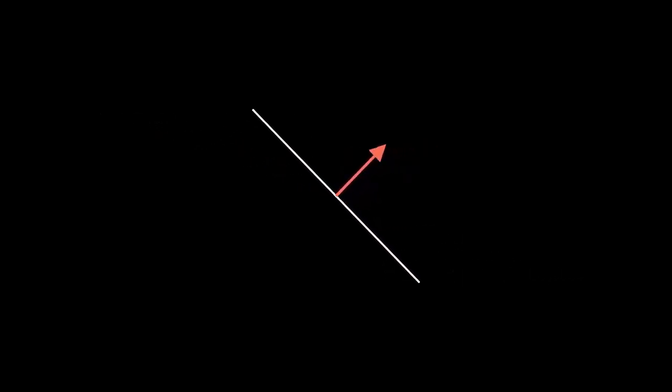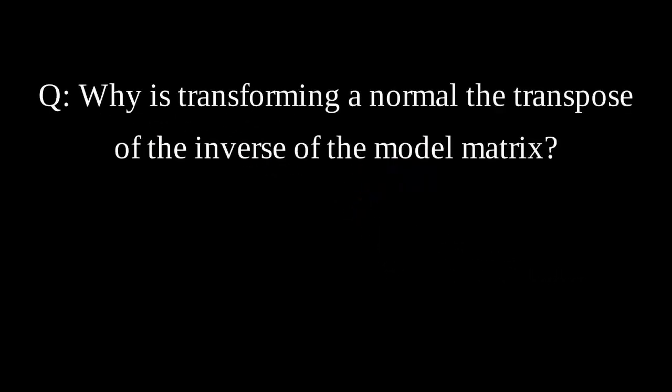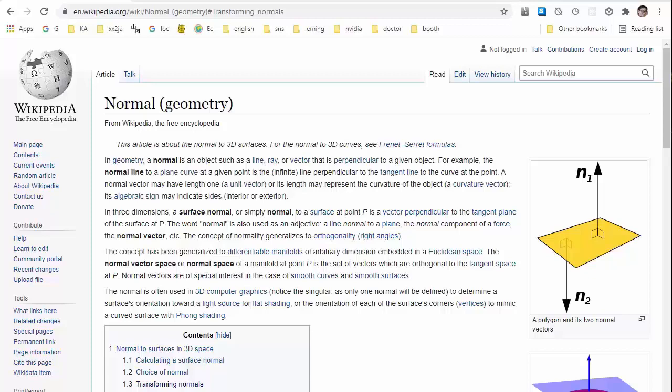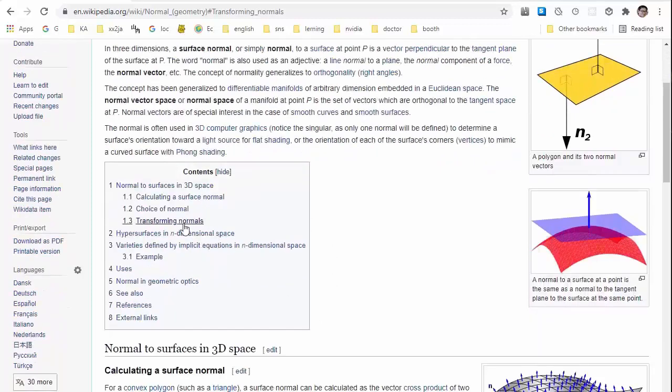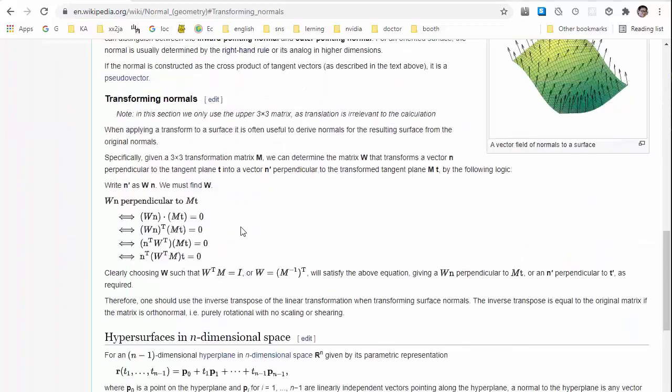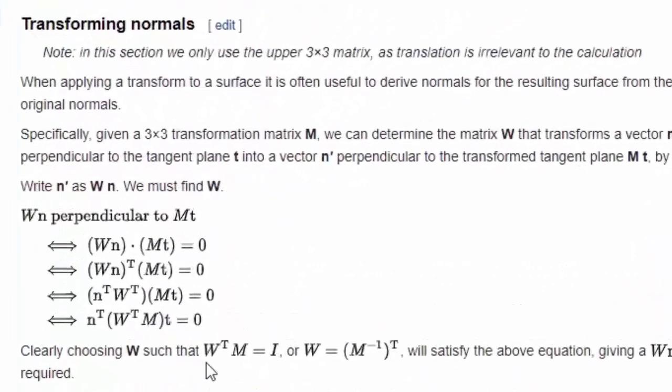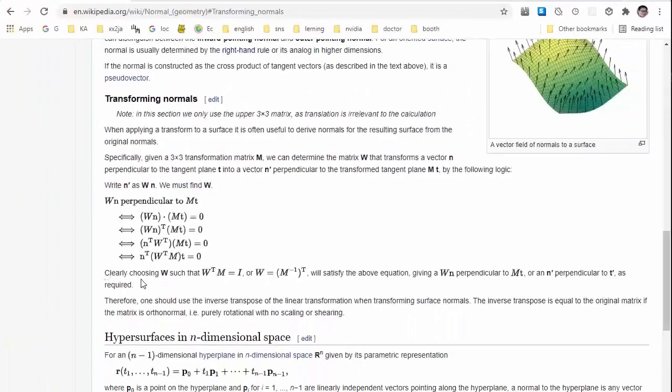But why? A question. Why is transforming a normal the transpose of the inverse of the model matrix? Or why is the intuitive transformation wrong? You asked your colleagues, why? The answer is, I don't know, but if you know, let me know, please. Wikipedia has a section about transforming normals. You look at the equation. Yes, the equation seems right. But are there any more intuitive explanations?